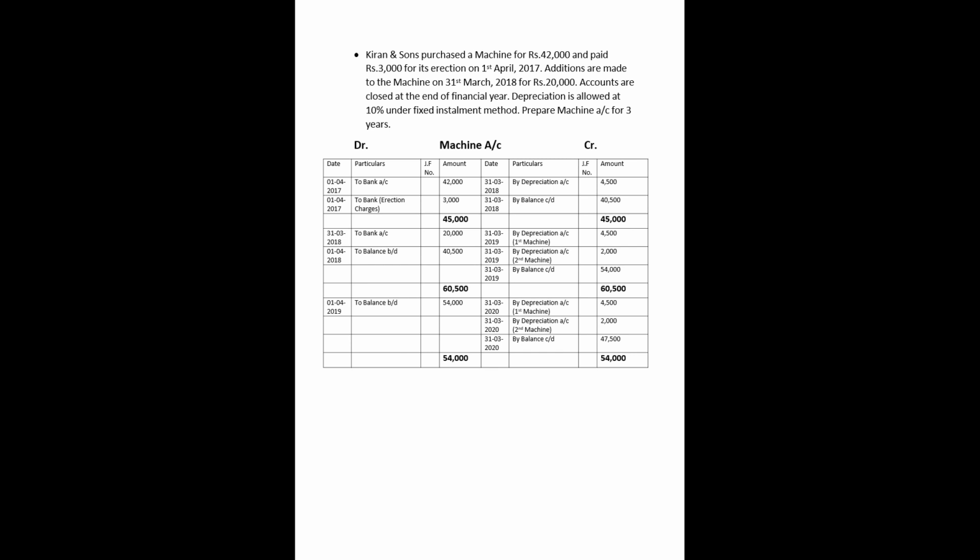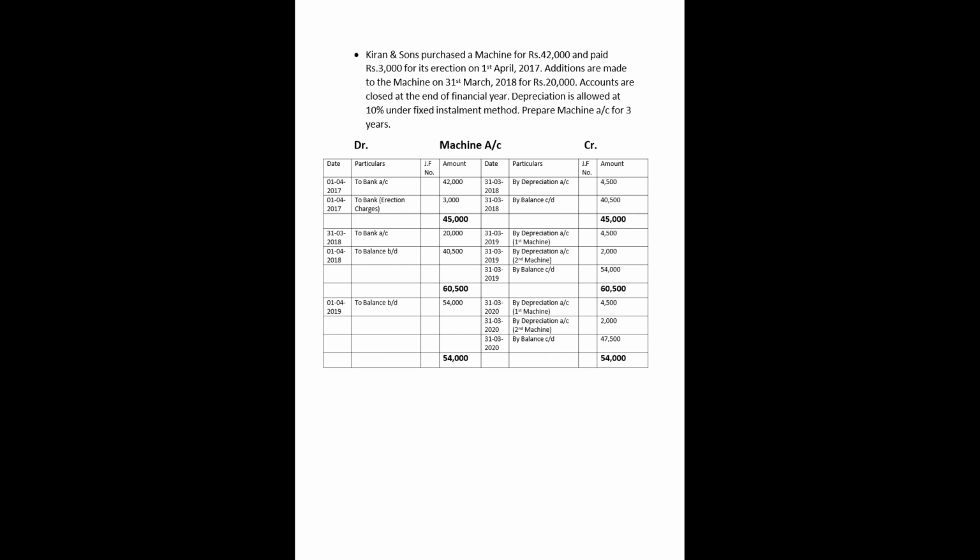First, we'll put the ledger format, mention debit and credit. Name of the ledger will be machine account. On debit side, mention to bank account 42,000, that is cost of the asset, and to bank erection charges 3,000, that comes to the total of 45,000. Calculate the depreciation for first year, that is on 45,000. 10% we need to calculate, that comes to the total of 4,500.